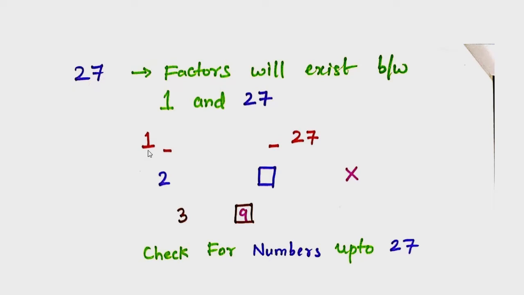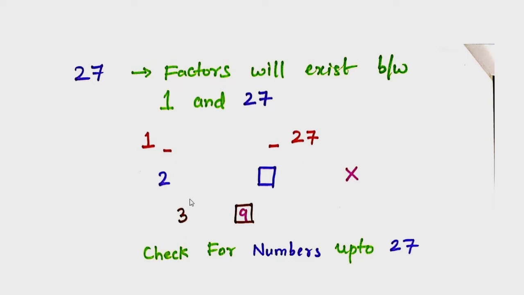We start from 1, and when 1 is multiplied by 27, you get 27. So 1 and 27 are considered factors of 27. Now moving on to 2. 2 multiplied by any number will not give you 27 exactly, so 2 does not completely divide 27, and 2 is not a factor of 27.